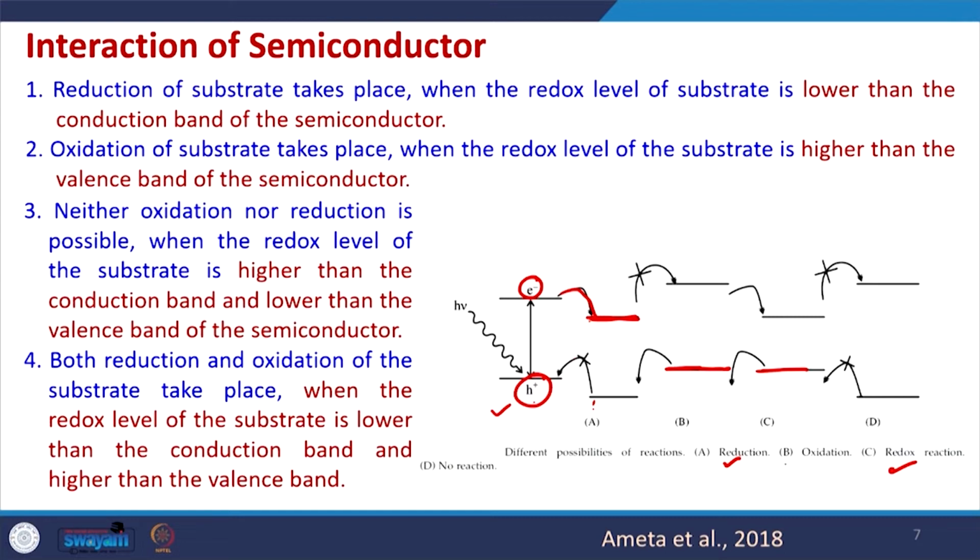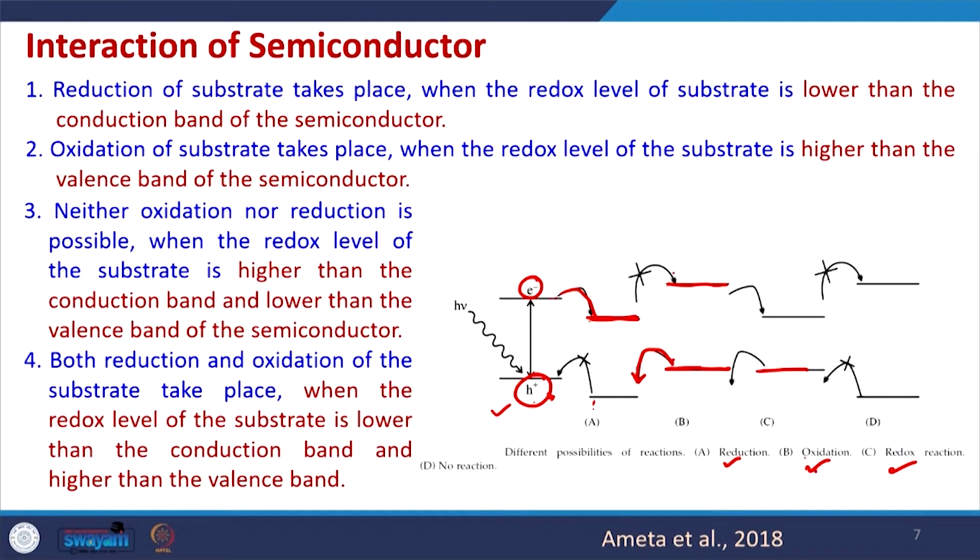Similarly, in the B stage, the lower redox level of the substrate is higher than that of the valency band. So, the electron can move from the valency band, this lower level, to this conduction band, and this movement is possible. But this movement is not possible because the conduction band level is lower than the higher redox level of the substrate. So, electron can never move into this, but electron can move into this.